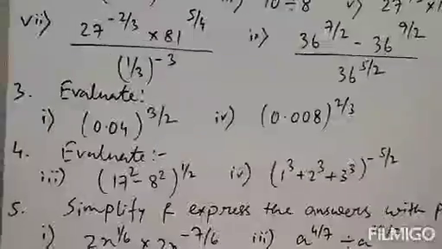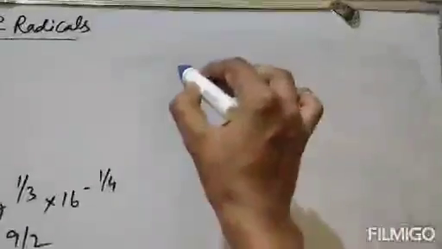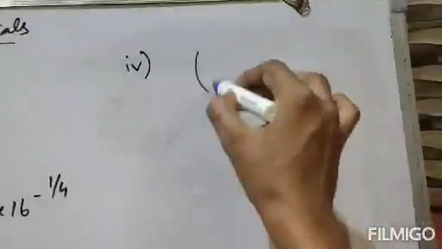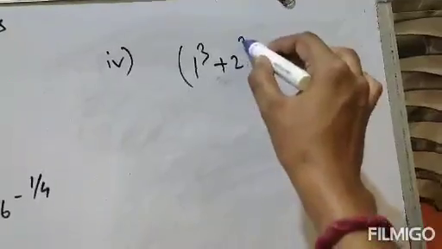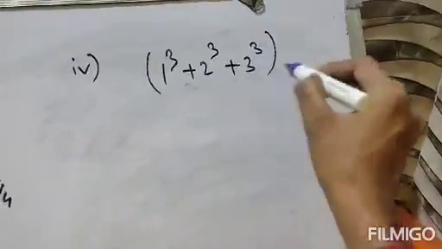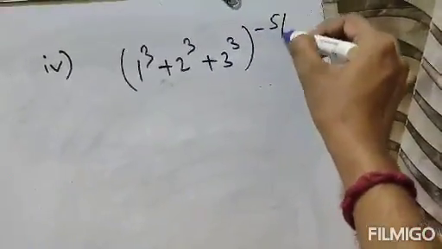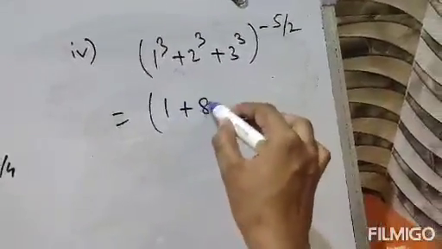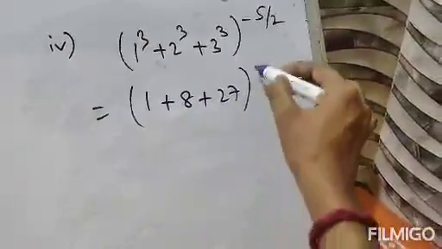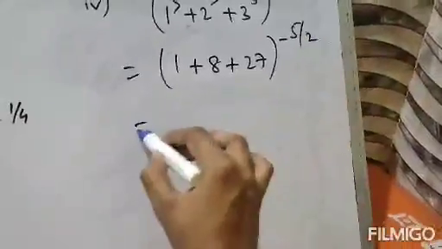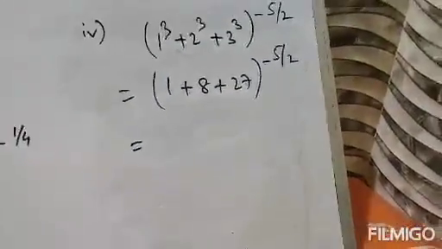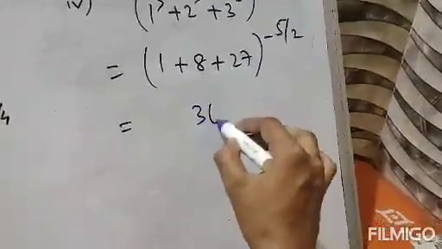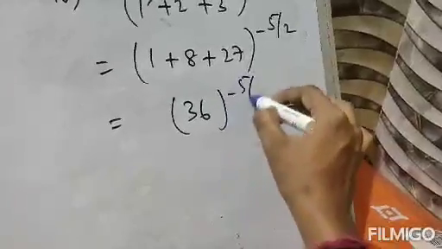Question number 4. So question is 1 to the power 3 plus 2 to the power 3 plus 3 to the power 3, whole to the power minus 5 by 2. So 1 to the power 3 means 1, 2 to the power 3 means 8, 3 to the power 3 means 27, minus 5 by 2. So 8 plus 27 is 35, 35 plus 1 is 36. So 36 to the power minus 5 by 2.